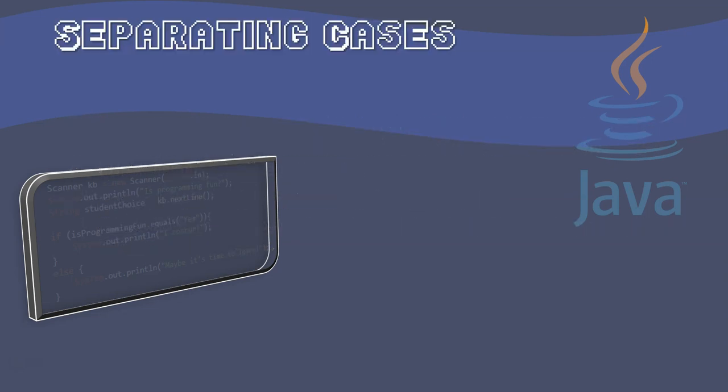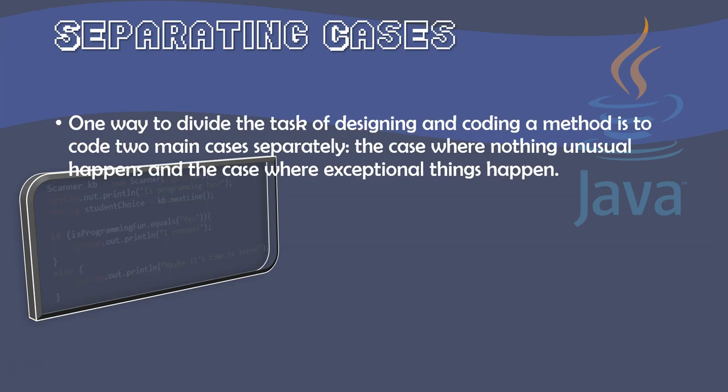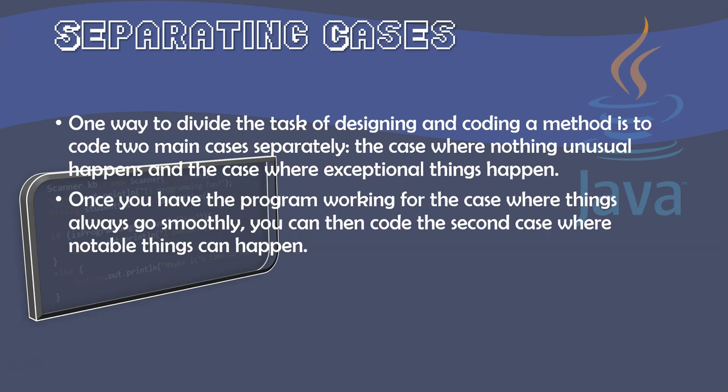So instead, we want to start looking at this through the lens of separating cases. One way to divide our task of designing and coding a method is to really have two main cases. One case where nothing unusual happens. The code runs the way we expect it to. And the other case is what happens in those unusual cases. What are we doing? What are those unusual things that are occurring?